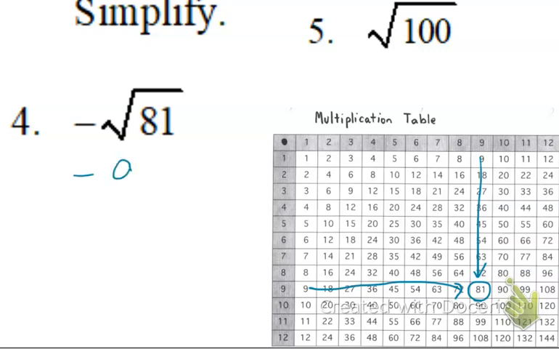Negative just stays in front. Negative 9. The negative square root of 81 is negative 9, because negative 9 times negative 9 is also 81.